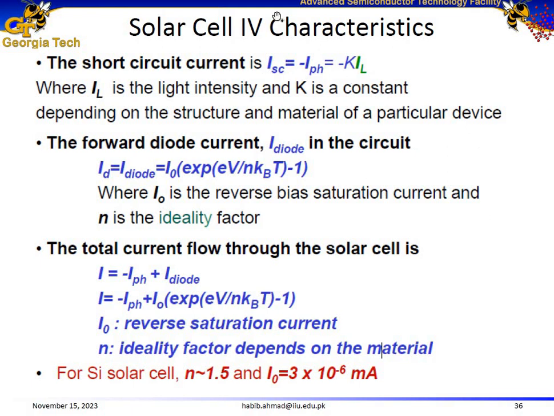So for the solar cell characteristics, our total current is the difference between the diode current and the photocurrent, where I naught here is the reverse saturation current. We already discussed it. And n is the ideality factor. For a silicon solar cell, the ideality factor is 1.5, and the reverse saturation current is roughly in the nanoamps range.